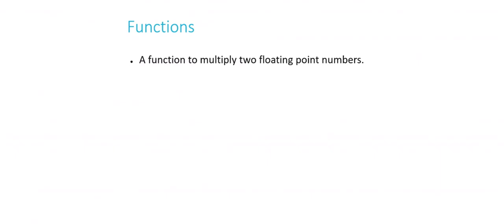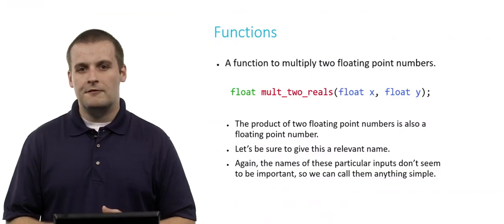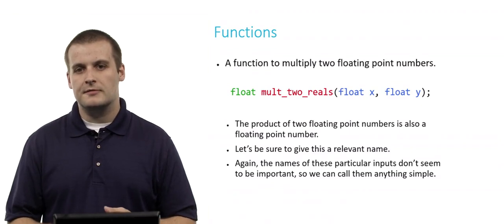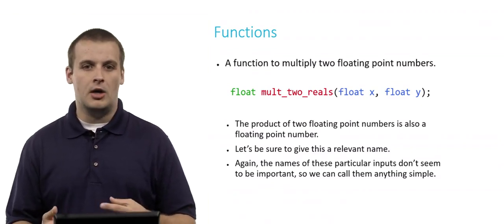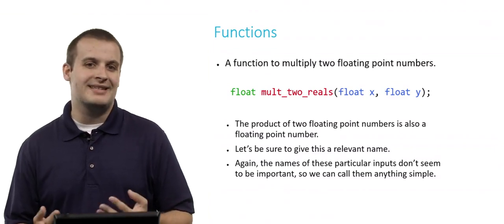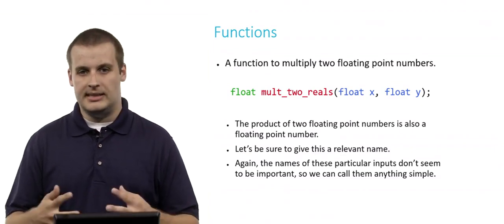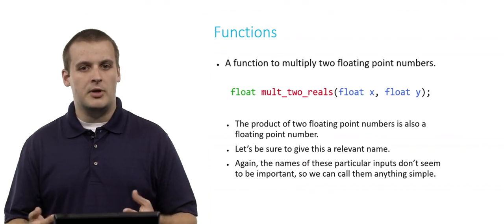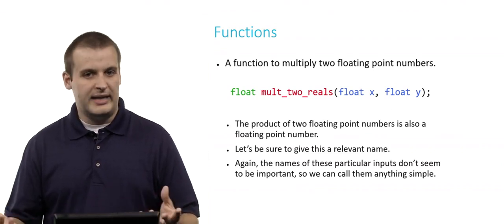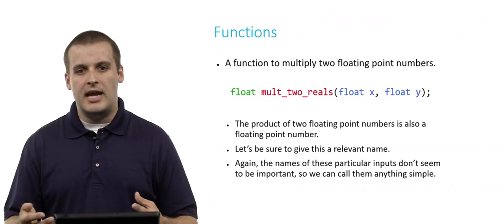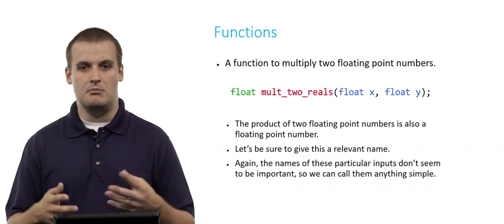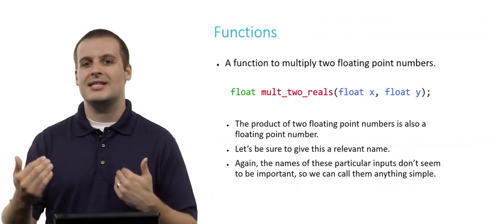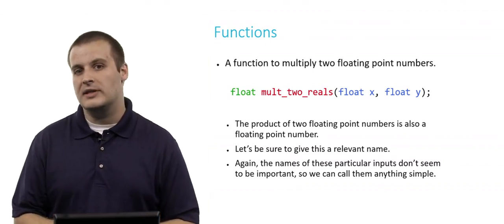All right, hopefully you paused the video. So let's take a look at an example of one possible declaration. Float mult2reals, float x, float y. The product of 2 floating point numbers, which recall are how we represent real numbers or numbers with decimal values in C, is going to be a floating point number. When you multiply a decimal by a decimal, you're probably going to get a decimal. We want to give it a relevant name. Multiply 2 reals seems fine, but you could really call it mult2floats or multfloats, anything like that, as long as it gave some actual meaning to what this black box was going to do.